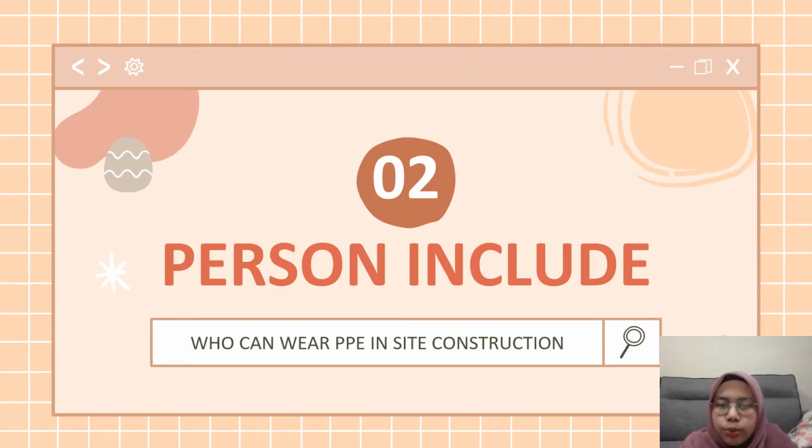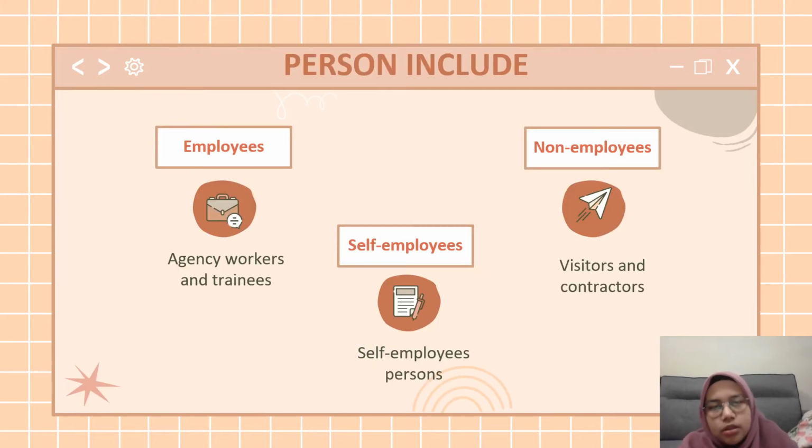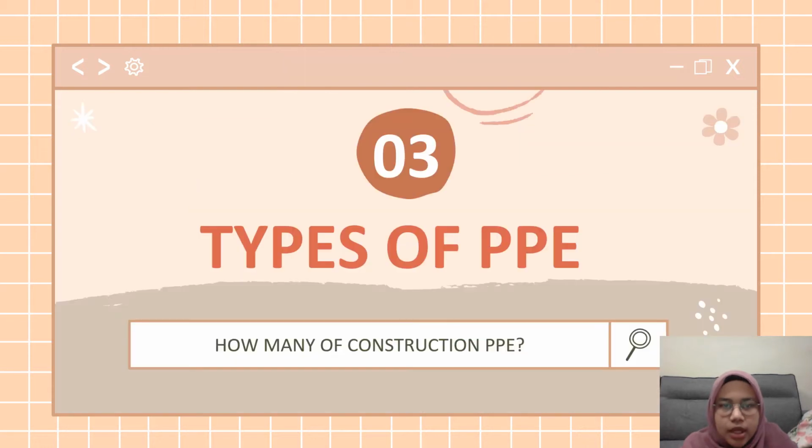Persons included: who can wear PPE inside construction? The first one is employee, which are the agency workers, such as workers, site managers, site safety, engineer, and other agencies. Next is self-employed, and lastly non-employee, such as visitors and contractors.